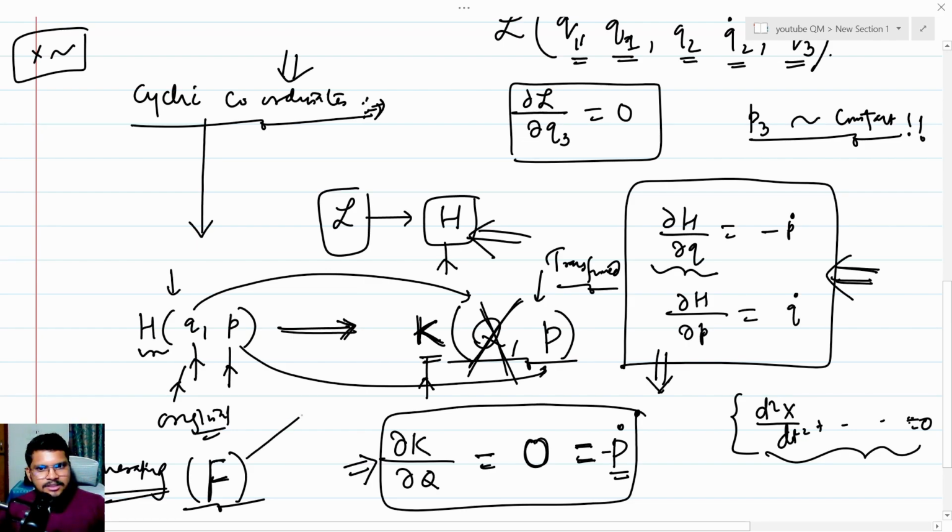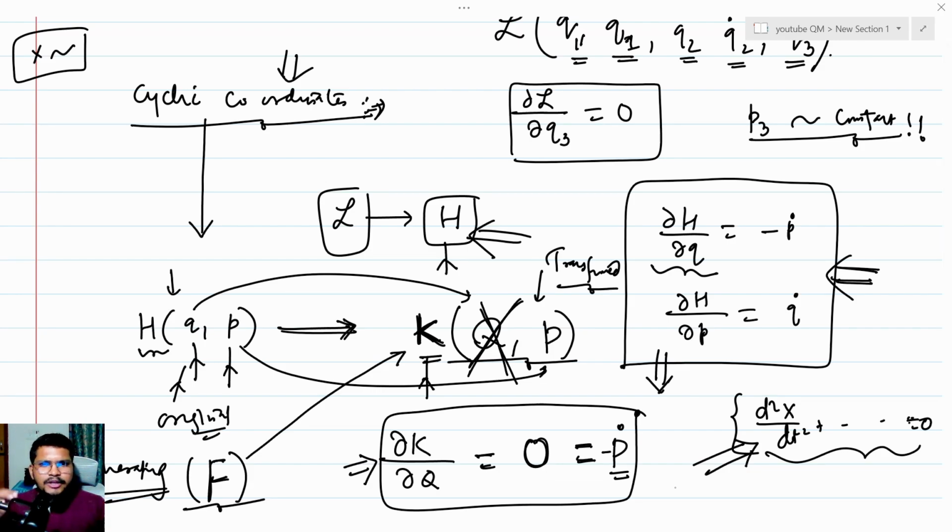And these generating functions will have some constraint on how this q and p are going to be related, which is eventually going to give me the new Hamiltonian of the system. And hence, the job of solving this complicated differential equation is going to be handled.